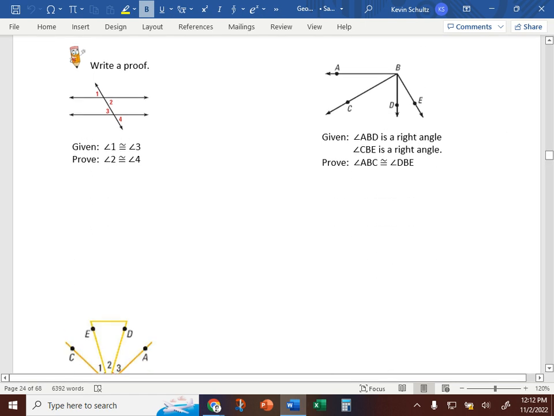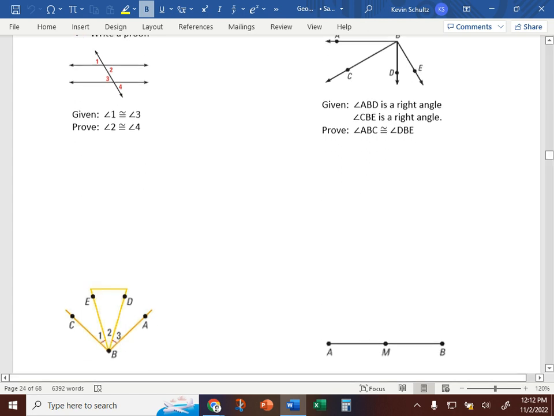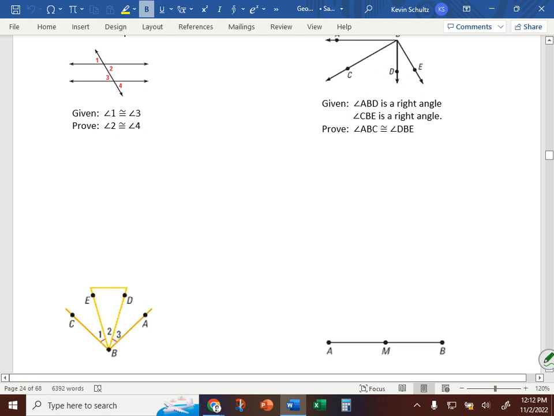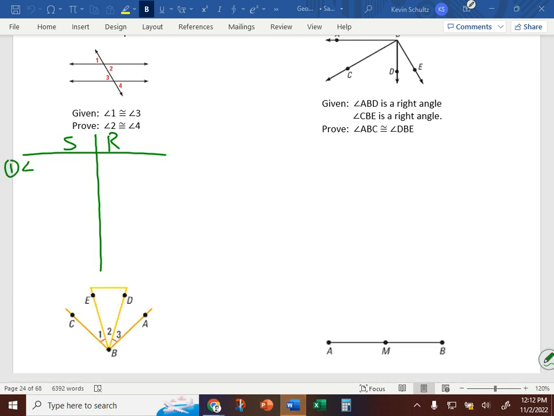So we're going to start with this one here on the top left corner. Our given statement, what we're told, is that angle 1 is congruent to angle 3. And when we start our statement reasoning chart, I'm going to move this up a little bit so we got more space to write. Our first statement is going to be angle 1 is congruent to angle 3. And why is that? Given. Always begin with the given.